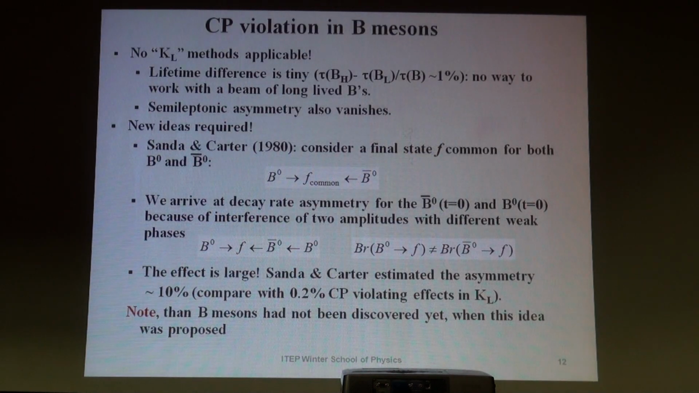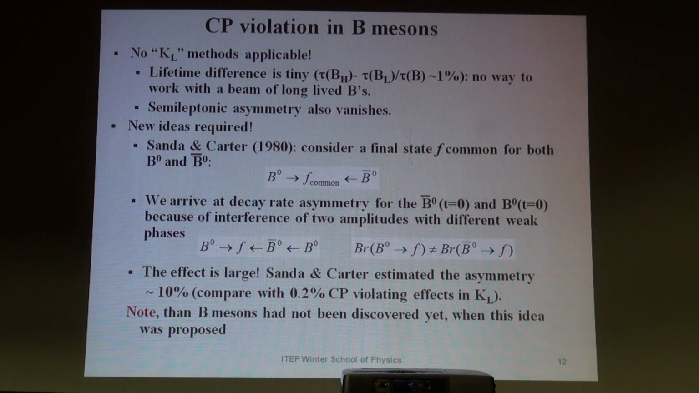Okay, let's now think about the population in B mesons. In K, we work with K long, so we study CP using K long because of the huge lifetime difference between K short and K long. We can just take a pure K long beam and study CP violation there. In the case of B mesons, it doesn't work because there is no lifetime difference between the heavier B meson and the lighter B meson. Also, there is no asymmetry in B decays to leptons, so there is no CP violation, no asymmetry where B0 decays to lepton positive and anti-B0 to lepton negative.